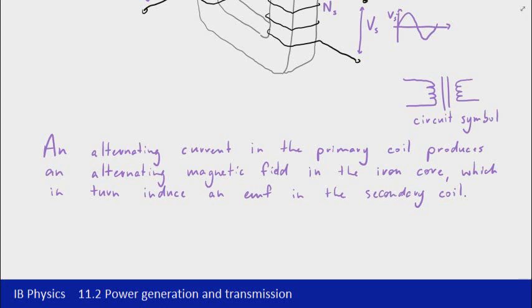Notice here that I've said we're only looking at the EMF in the secondary coil. If we connected that secondary coil to some other component and created a circuit, then we would also have a current flowing. We'll come back to that later, but just wanted to mention that in passing.